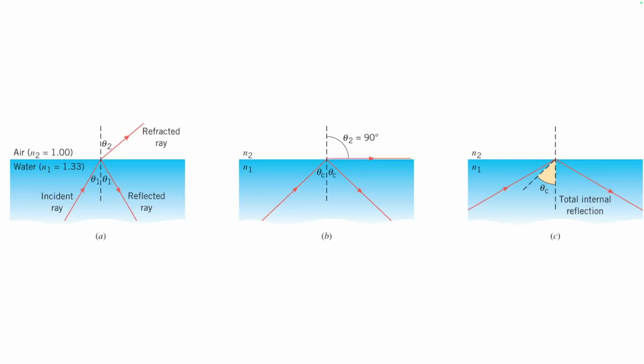The angle at which total internal reflection takes place is called the critical angle, and I just showed you how to calculate it. So let me show you some examples of what total internal reflection looks like, and then why it's important to you and getting all your TikToks and Instagrams.